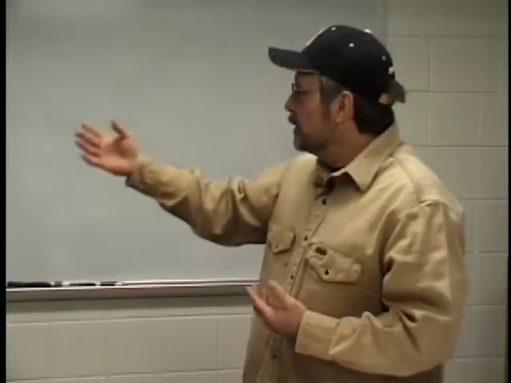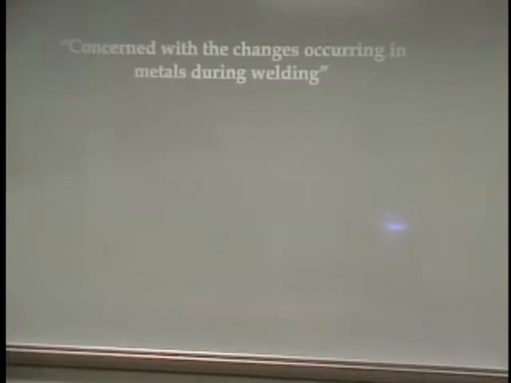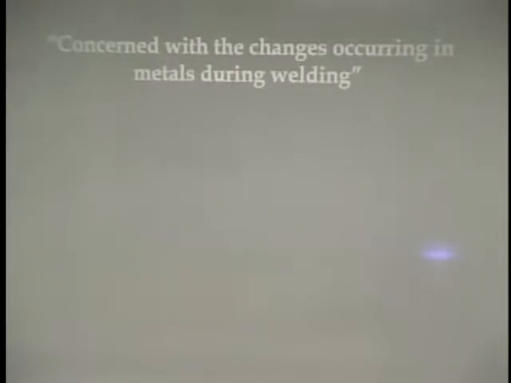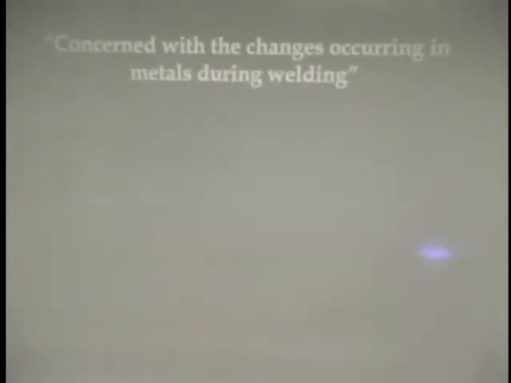If you look at the board here, welding metallurgy, let's start with a definition of welding metallurgy. Welding metallurgy is concerned with the changes occurring in metals during welding, as opposed to basic metallurgy, which comes into play in the foundry. We talk about a little bit of it as well. Let me read from your book. This is the second paragraph on page 170.